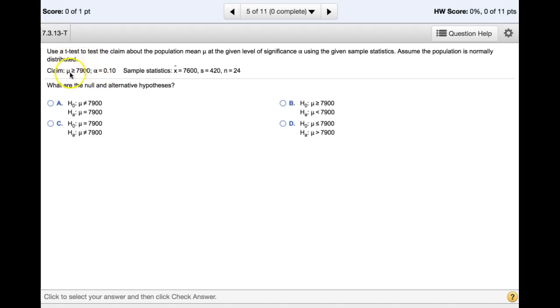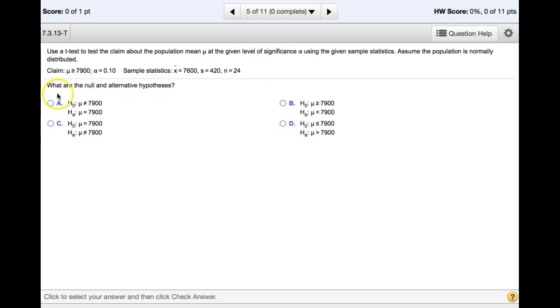From the population that we're looking at, we took a sample, and that sample says that its mean is 7,600, its standard deviation is 420, and the sample size is 24. And since the sample size is less than 30, then we know that we're going to have to do a t-distribution instead of a z-distribution.